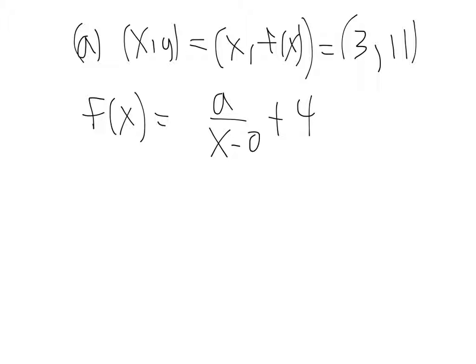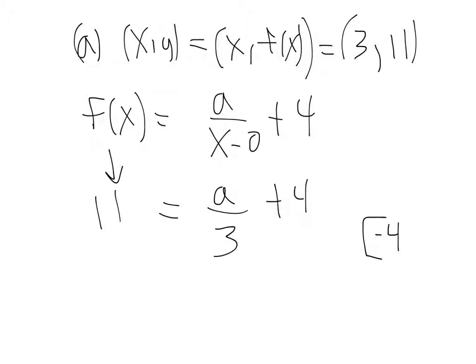So I substitute those values in the appropriate location. F at x is represented by 11, and x in this case is 3. So in other words, when I paddle at 3 kilometers an hour, the total trip takes 11 hours, plus 4. Now I need to solve for a, and the way I do that is to minus 4 on both sides. 7 equals a divided by 3, and then the inverse operation to a divided by 3 is to multiply both sides by 3, and I have a equaling 21.